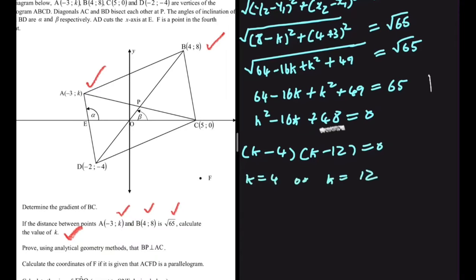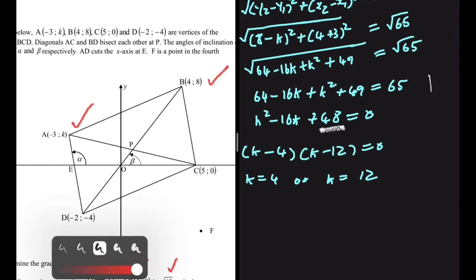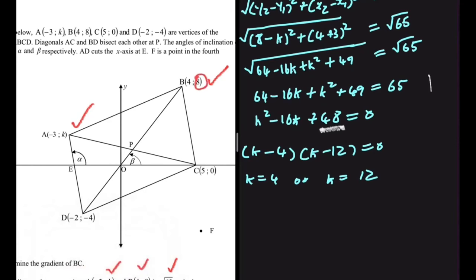Let's look at what makes sense between 4 and 12. B is clearly above A in terms of the y value. So if the y value of B is 8, then the y value of A should be less than 8. So this k is equal to 12 cannot be correct, meaning that the answer is k is equal to 4, the y value of A.